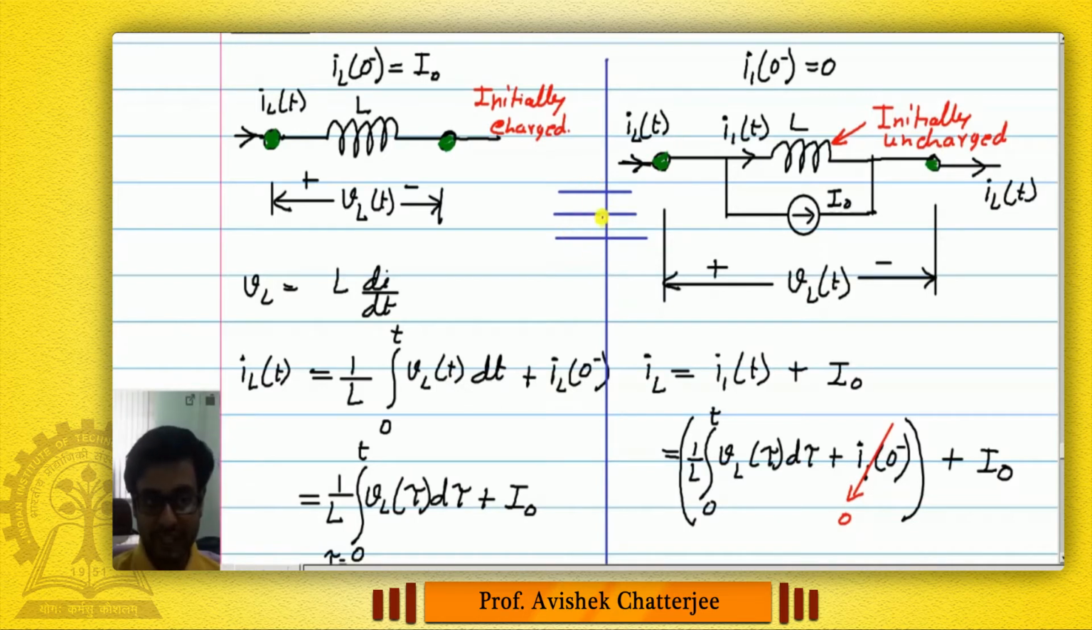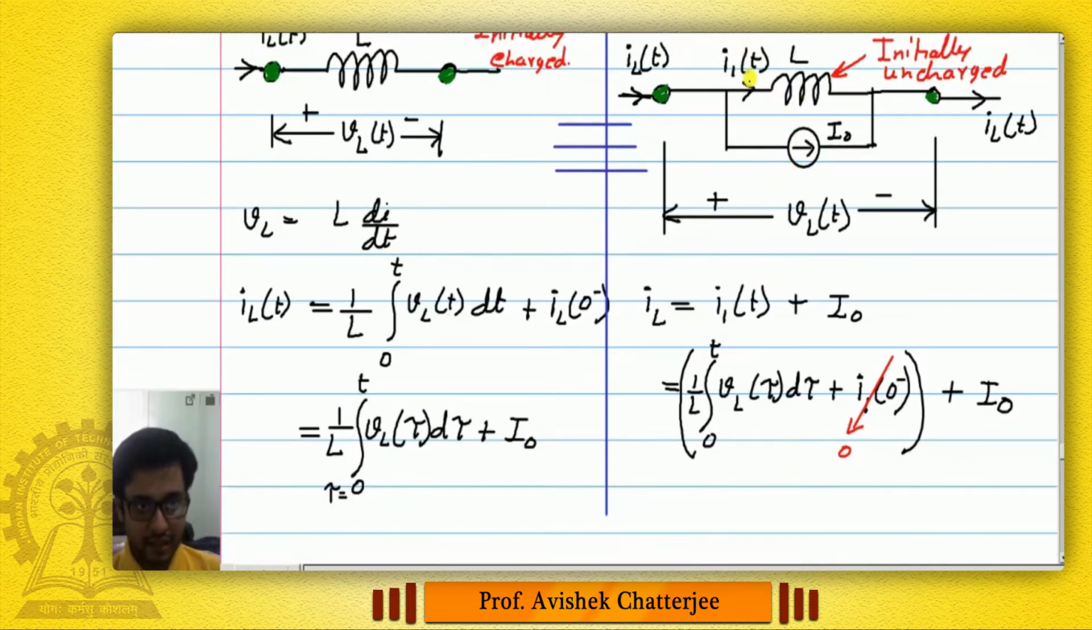Okay, these two circuits are equivalent, but there is a benefit of using this circuit. Why? In this circuit, if you consider only this part, the inductor is initially uncharged, and therefore we can write a relation between the voltage across the inductor and current across the inductor in this way.